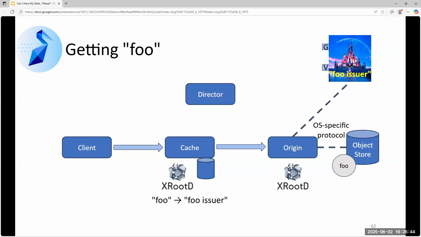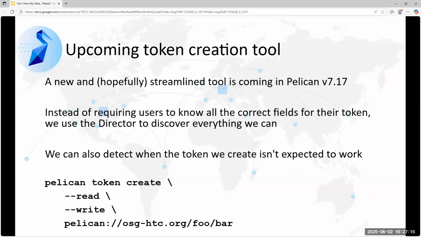The reason we make that break there is that we can't assume that the object stores we're working with will speak the same kind of authorization that we speak. So the origin implements some object store specific protocol to authenticate or authorize with that. And it picks up that protocol and uses it to get the object out of the object store. If all of that checks out, the object is sent back to the cache, which makes a copy, and then finally the object is sent back to the client, and hopefully our users are happy.